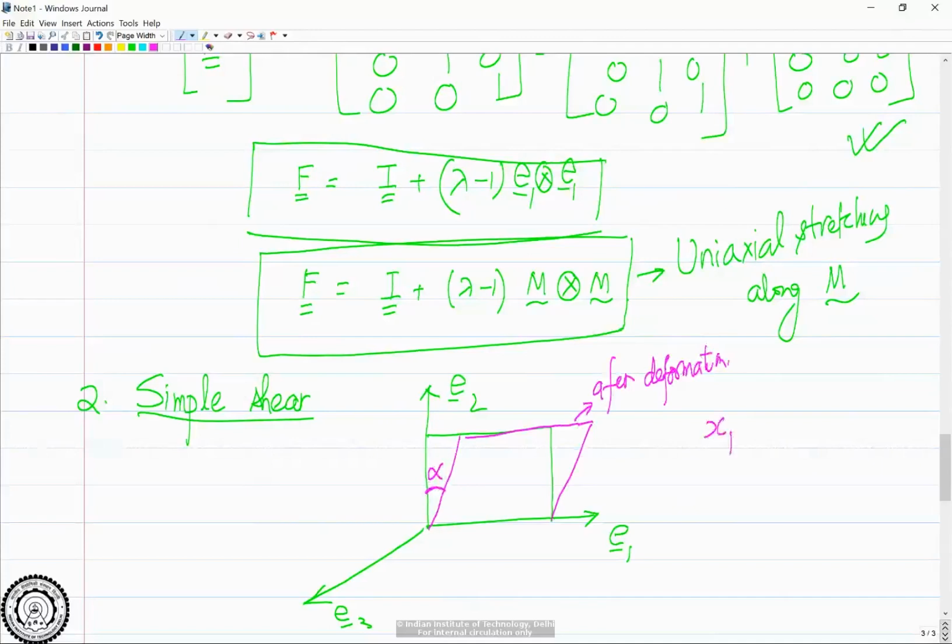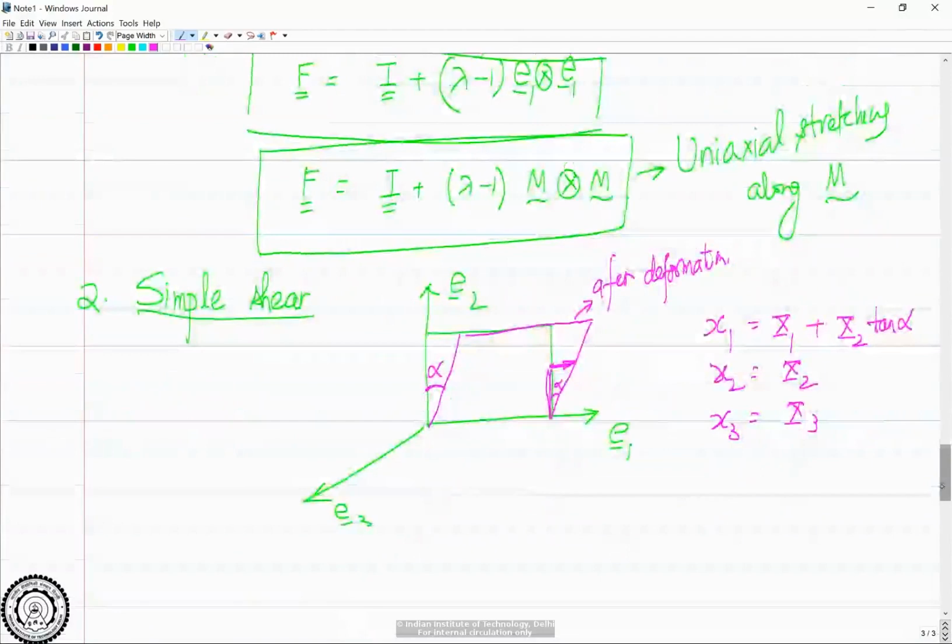Then what can you say about little x1? You see little x1, there is a drift. The x1 coordinate of the body is not the same before and after deformation. So this is the displacement. So small x1 will be equal to capital X1 plus this thing. And you can see if this is alpha, then this is going to be this distance into tan alpha, right? And that distance is x2. So this is x2 into tan alpha. And small x2 will be same as capital X2, and likewise small x3 will be same as capital X3.